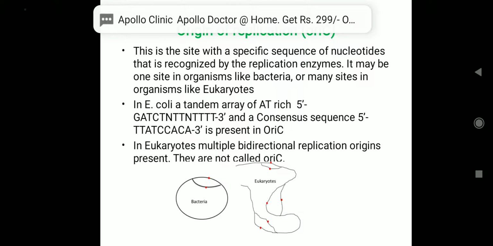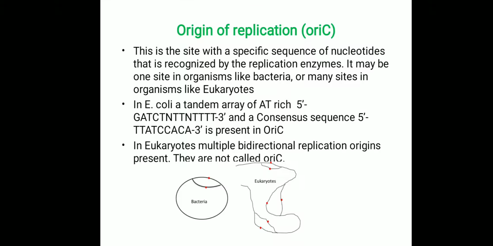In eukaryotes, the replication occurs in multiple places, which are called multiple replication origins. Since eukaryotic DNA is much longer and larger, multiple replication origins help to complete the replication process within a short period of time, whereas in prokaryotes only one replication origin is present.